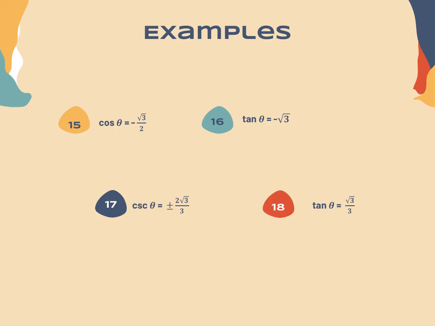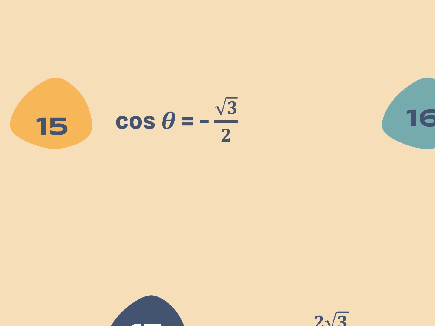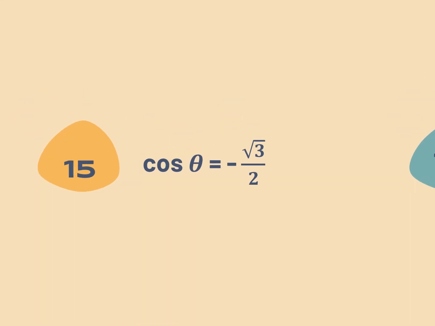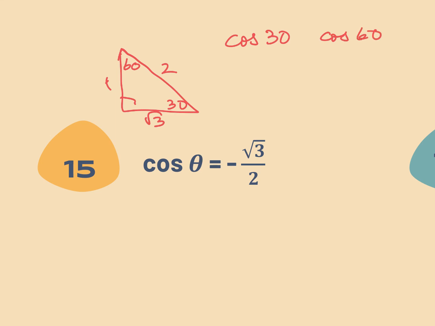So now that we've established that, notice I got root 3 here. So I don't know if it's the 30 or the 60 that'll give me this answer. So what I'm going to do is draw my 30, 60, 90. So 60, 30, remember this is root 3, 1, and 2. So what I'm going to do here is cosine of 30, cosine of 60 to figure out which one gives me this answer.